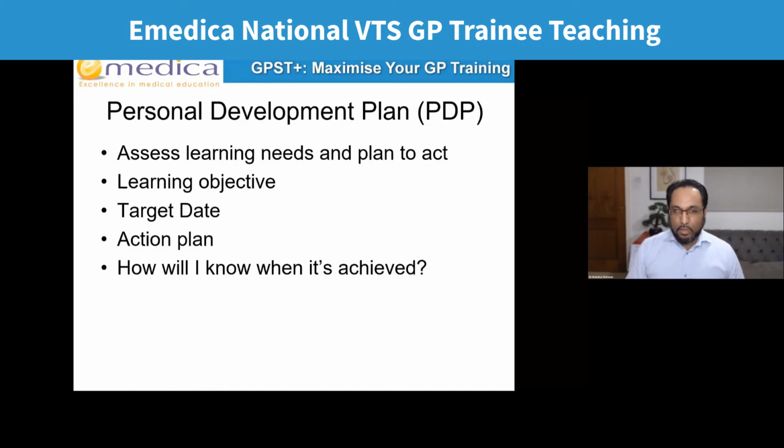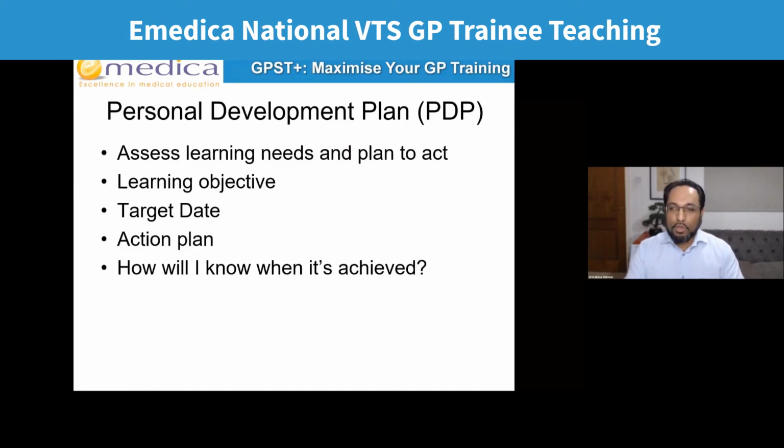Okay, so the idea is to assess your own learning needs and put in a plan to act on that to try to help you to make improvements. So what you want to have is a learning objective. That's the main part of your personal development plan: what is it that you want to learn? Then you have a target date and then an action plan as to how you want to achieve it. Okay, and how will you know it's achieved?